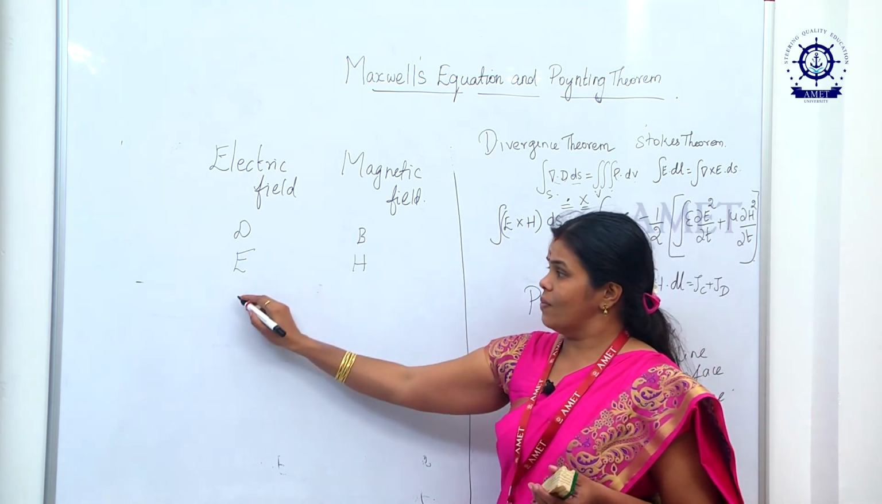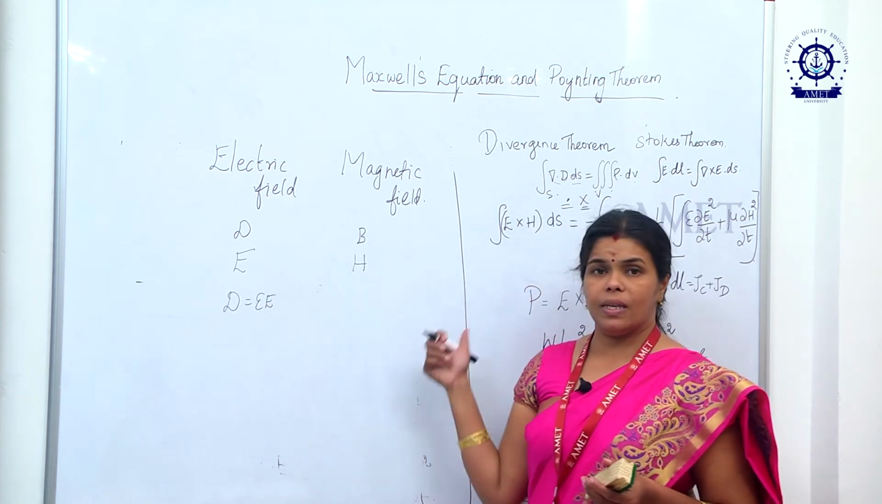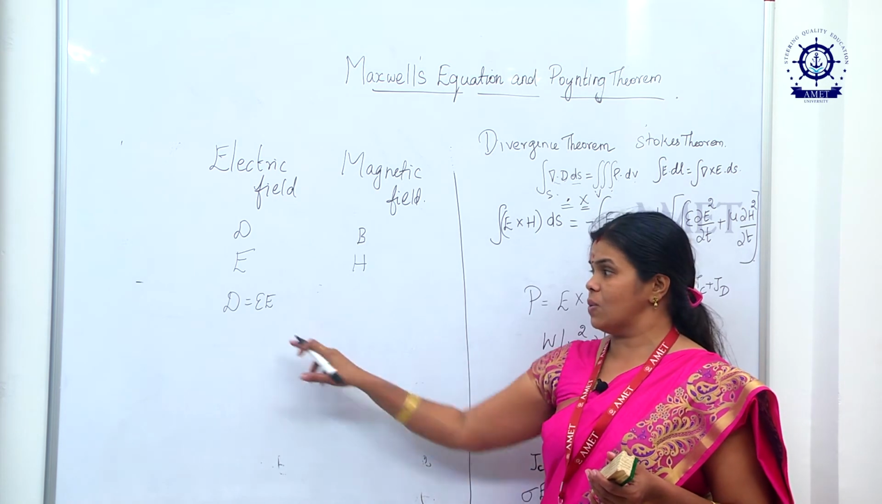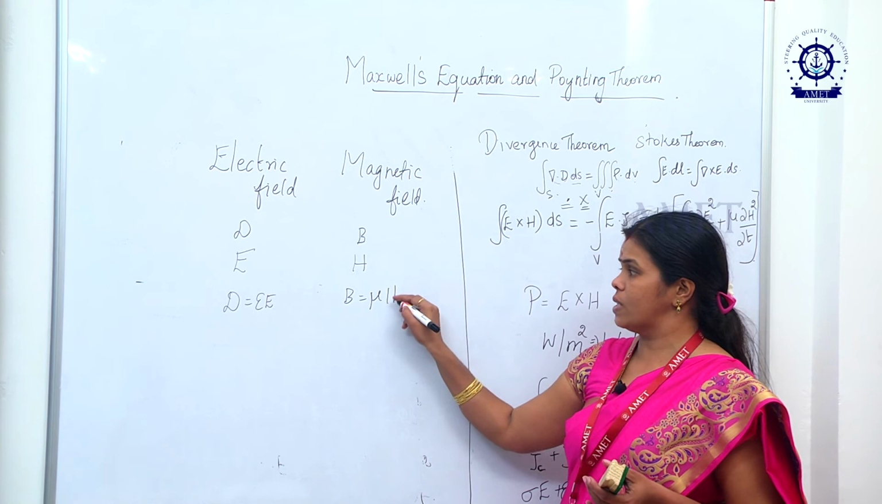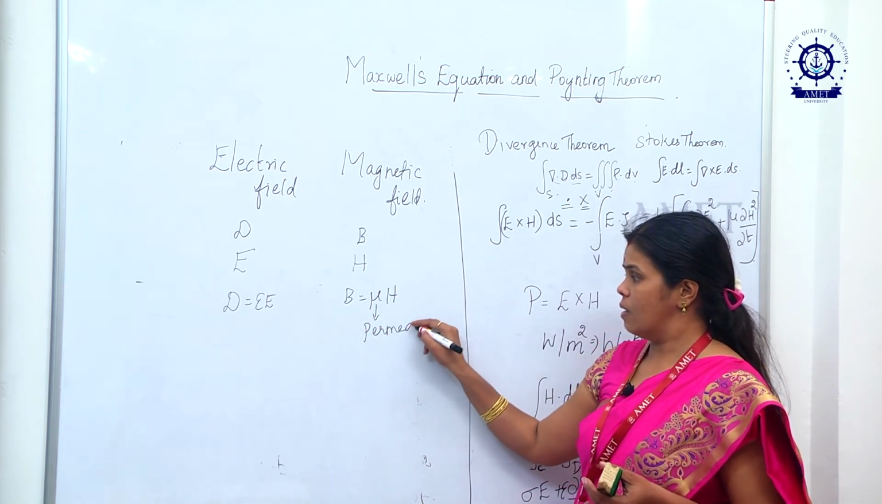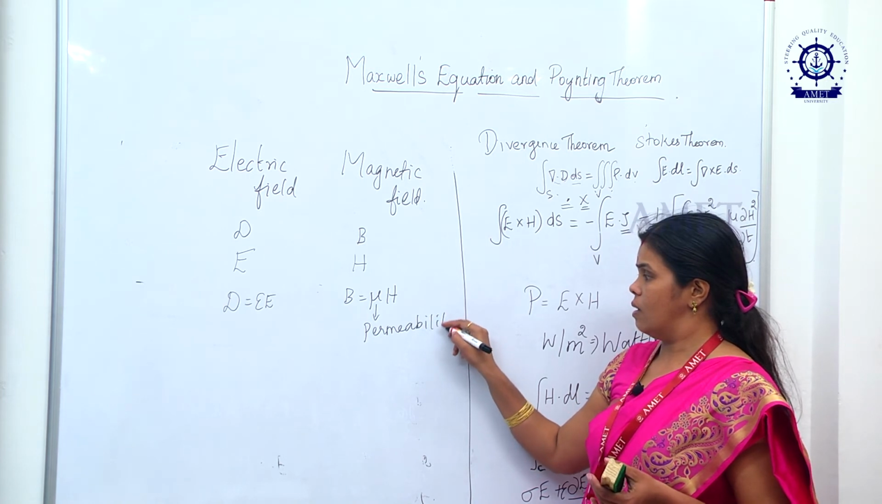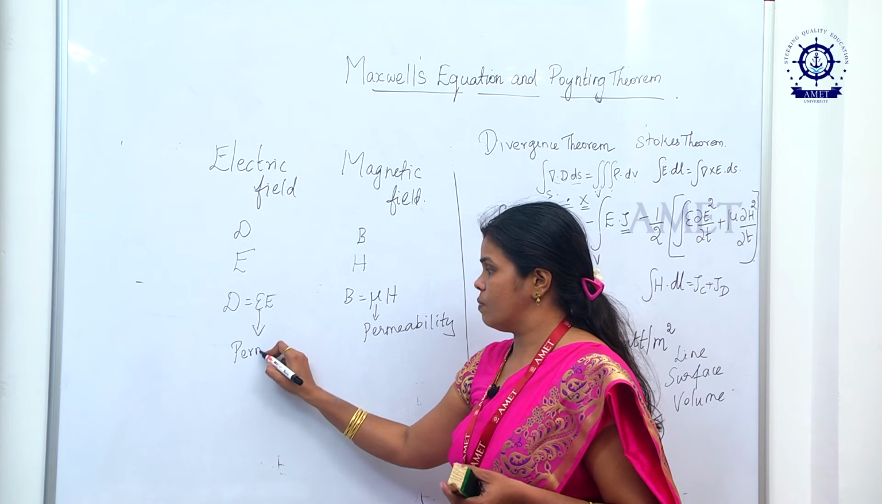The next thing we can write is D equal to epsilon E, which we are using in the Poynting theorem as well as in Maxwell's equations. Then B equal to mu into H. Mu is the permeability and epsilon is the permittivity.